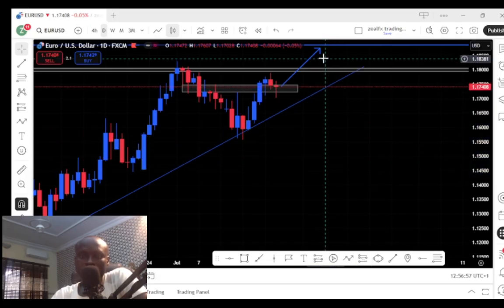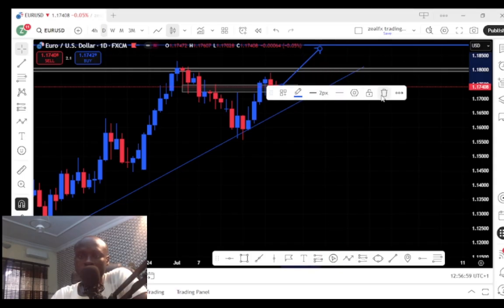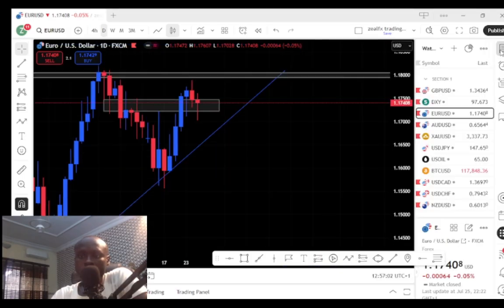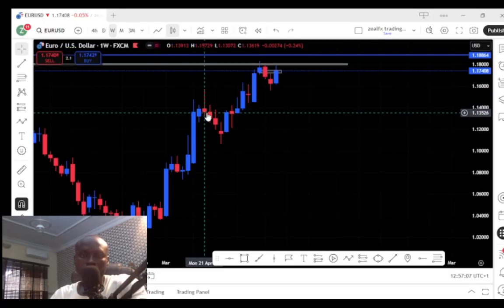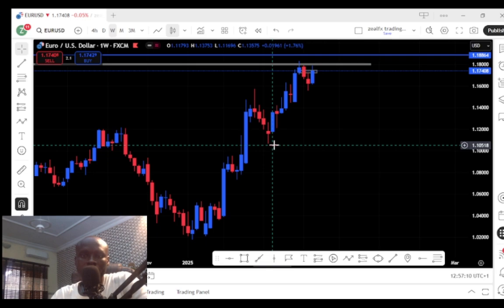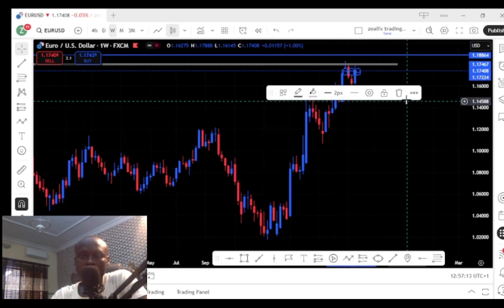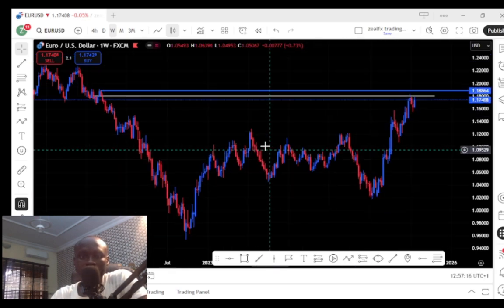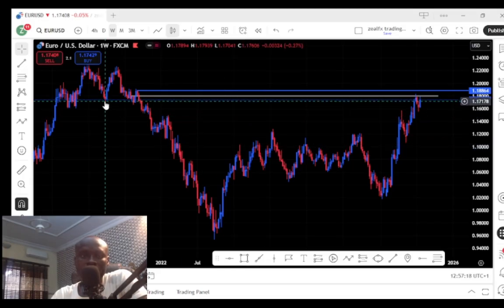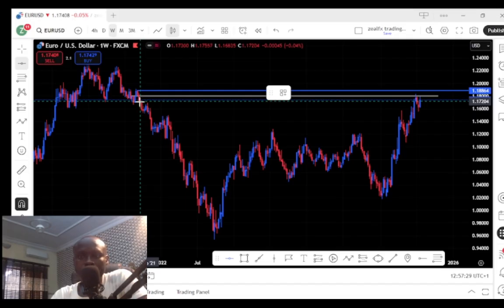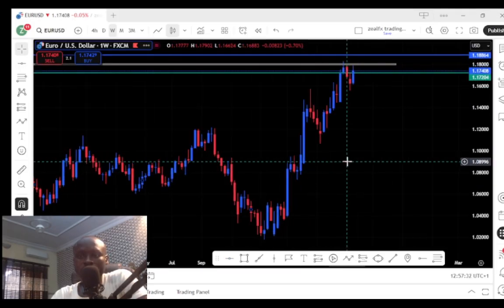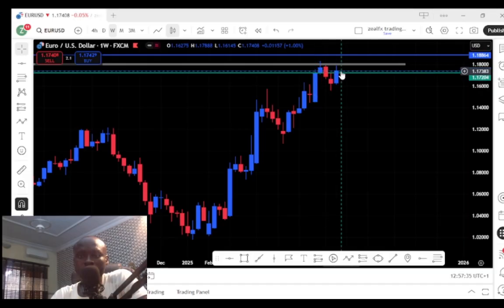So let's look at the weekly chart of the EURUSD. On my weekly chart, we have the EURUSD closed on this weekly support level. This level was the previous resistance. Price converted this level to a support level. So what we expect this week, we expect price to retest this weekly zone before we see any further uptrend movement for EURUSD. So we expect price to do a retest of this level, then we'll see price pushing to this level.